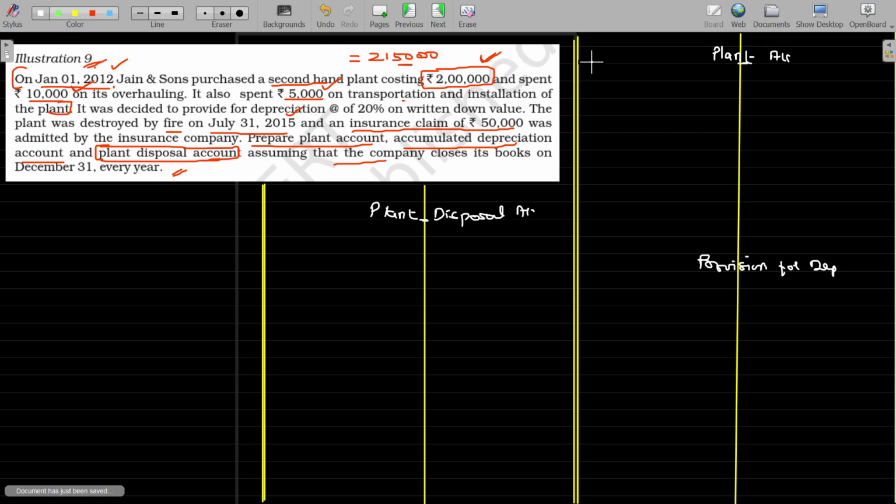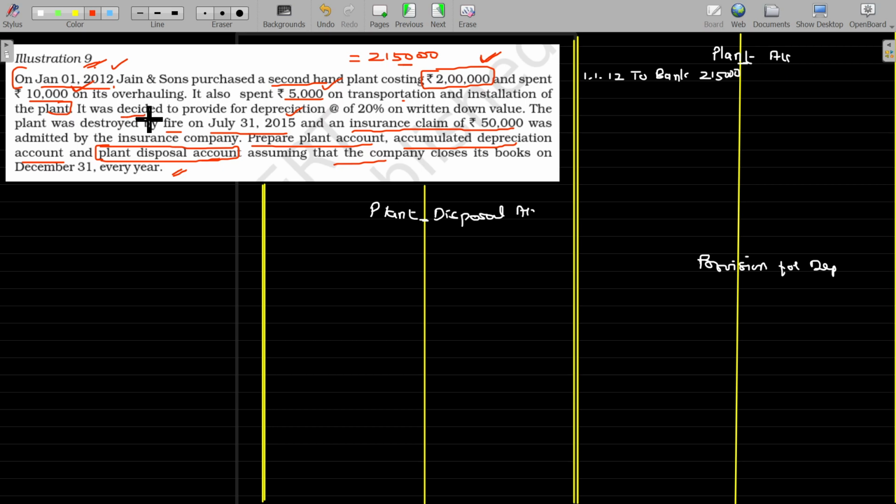Right. On 1st January 2012, plant account debit, to what? Bank. The value being 2 lakhs 15,000.